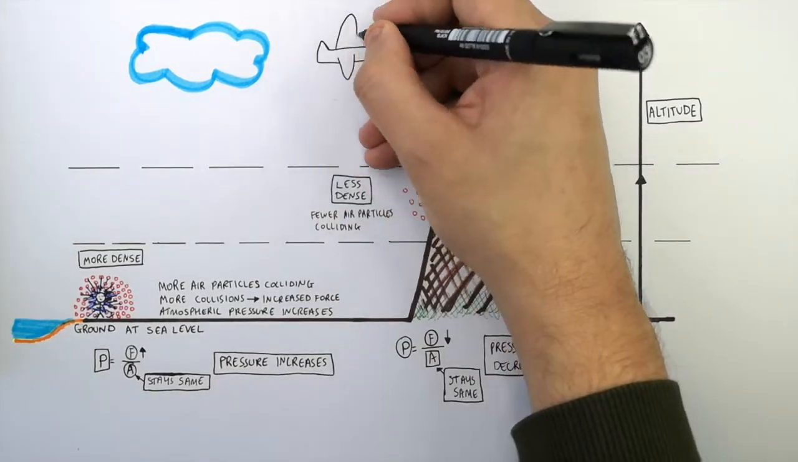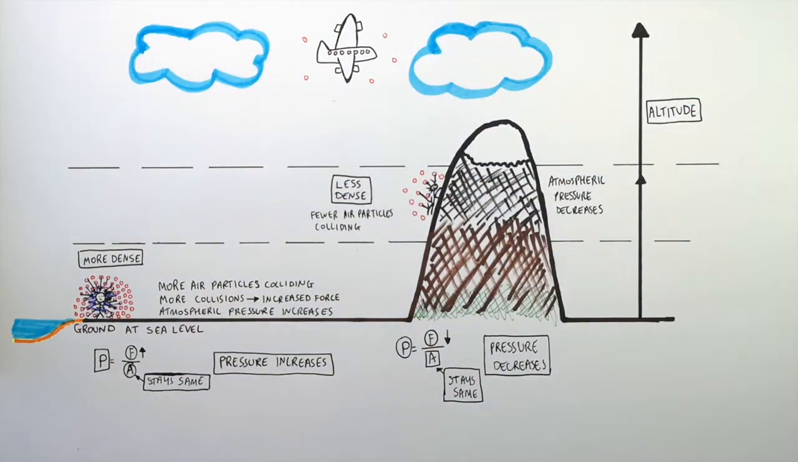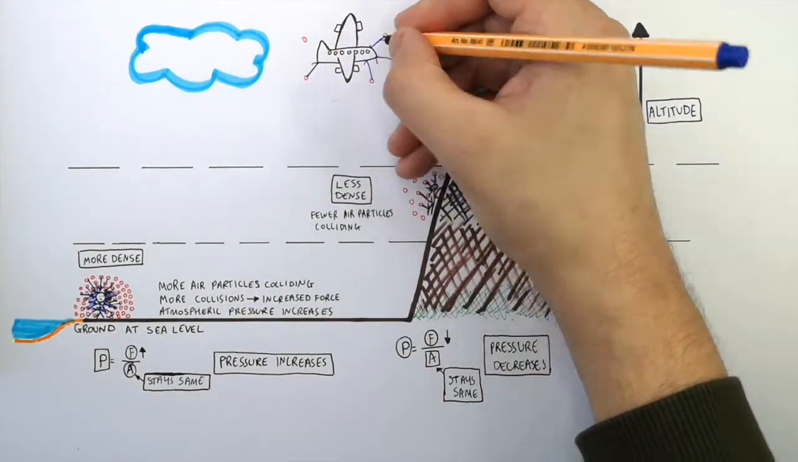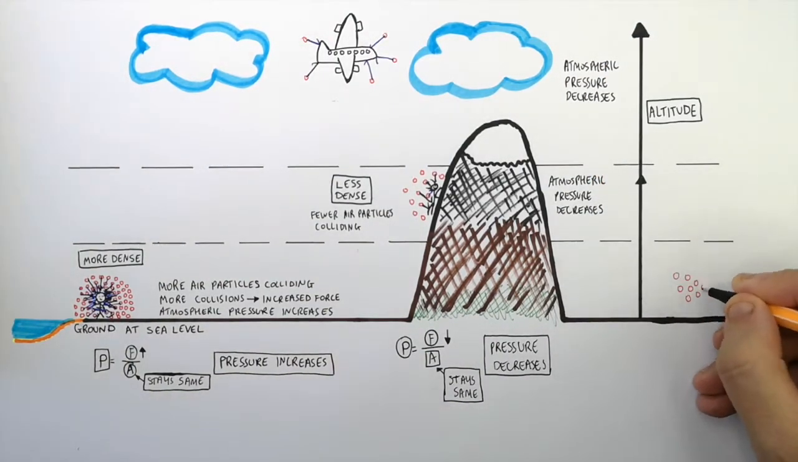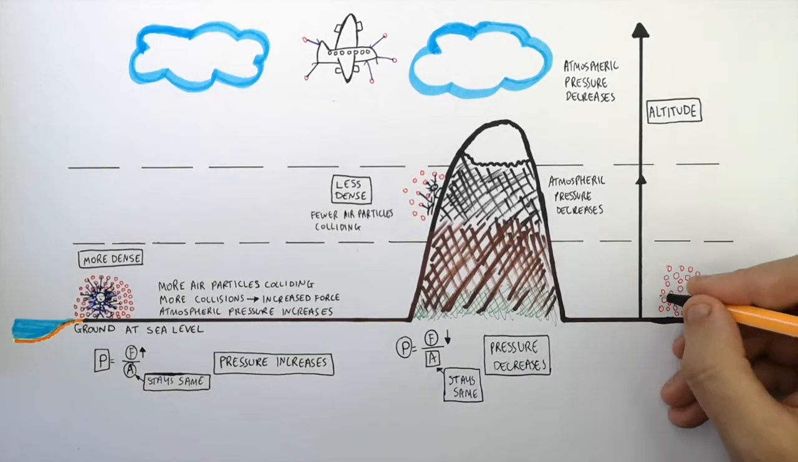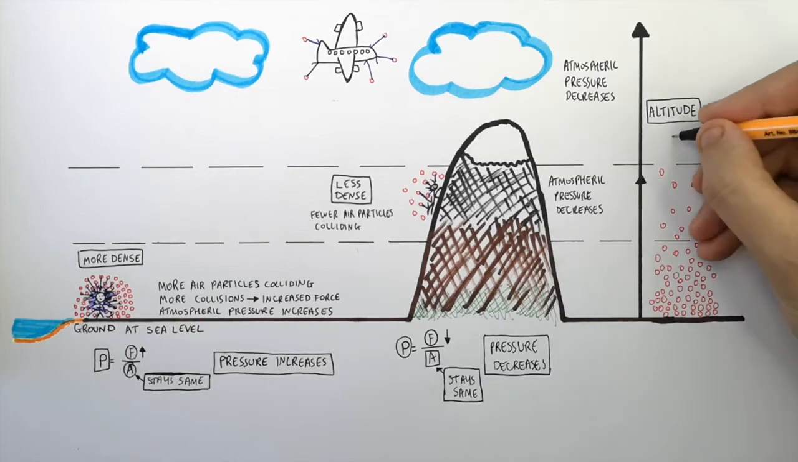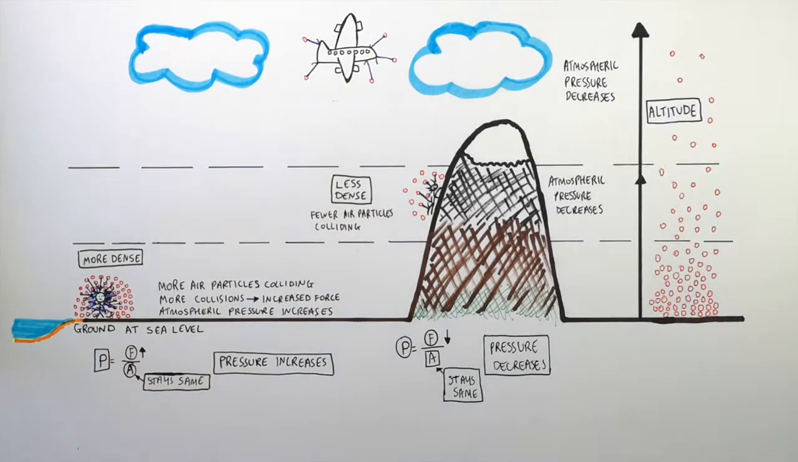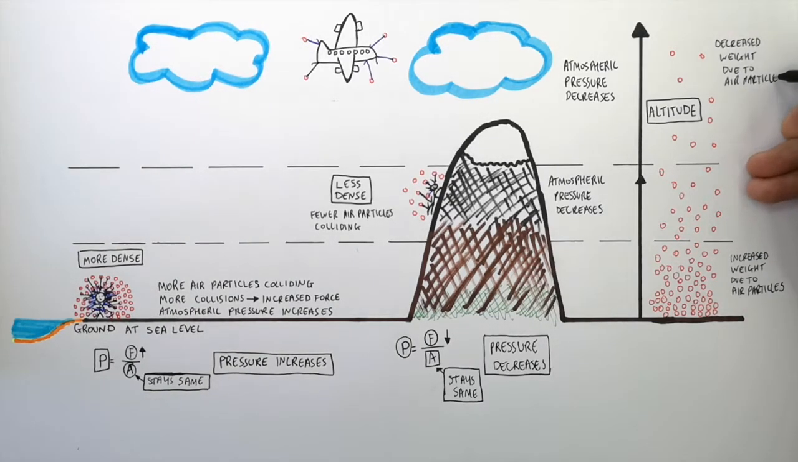This is an aeroplane, and at this altitude, particles are even less dense. So as you can see here, there are fewer air particles colliding. This means that atmospheric pressure decreases. So at sea level, the density of air particles is higher than at a higher altitude. As we increase the altitude, the density of air particles decreases. So at lower altitudes, there is an increased weight due to the air particles, and at a higher altitude, there is a decreased weight due to the air particles.